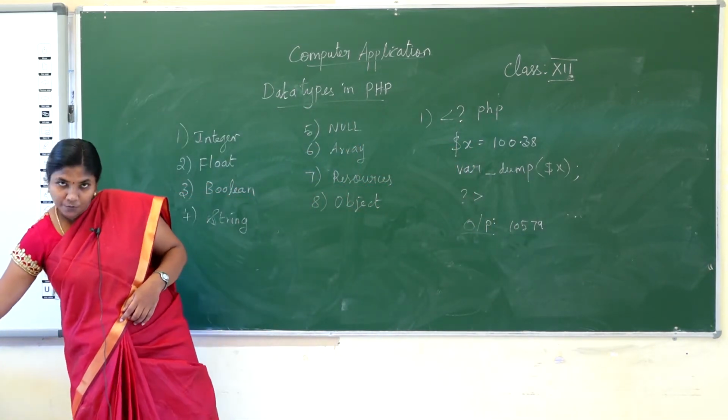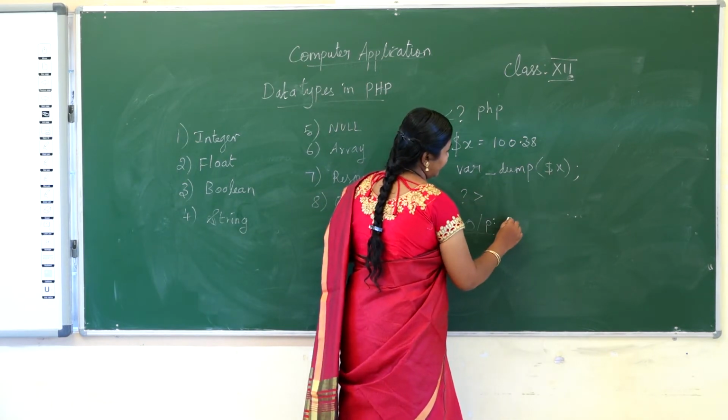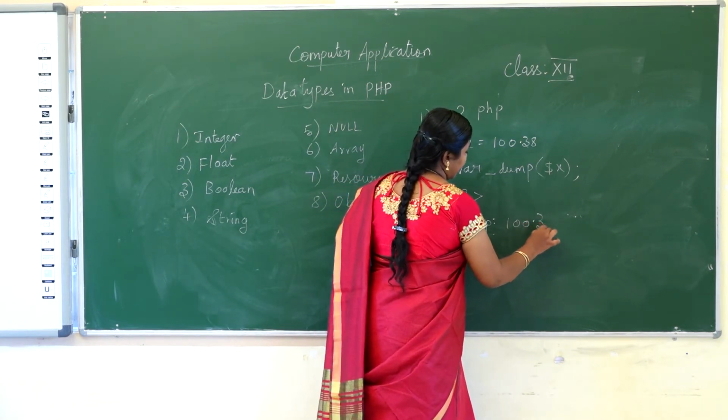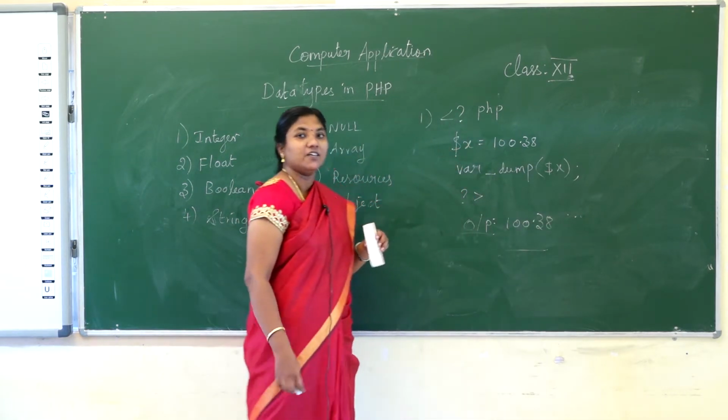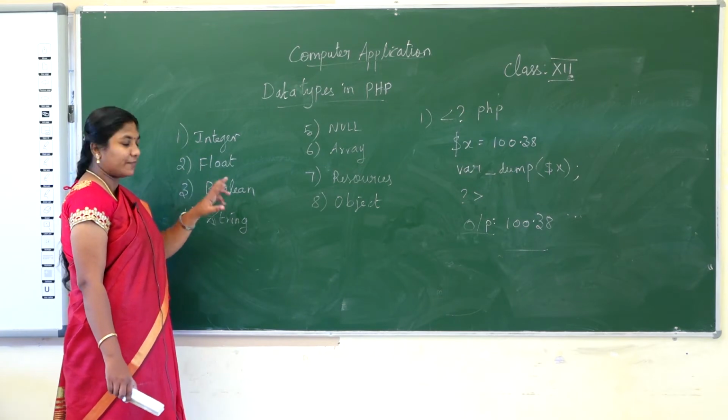Then what will be the output for me? I am just printing the value of the variable. 100.38. So float is for getting and printing the decimal values.